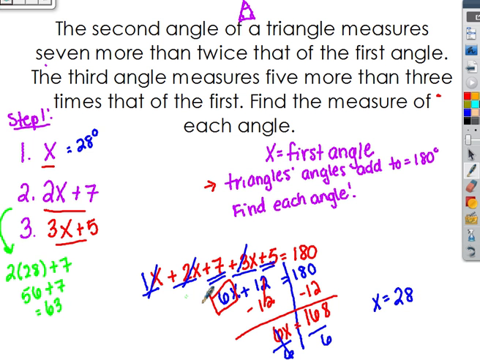So see, we're using solving equations, we're using order of operations. That's why it's really important for you to know what's going on and not to get too lost. Now the last one, the third angle, because I have to find all three. This one, it's 3 times the first angle plus 5. Well, again, the first angle was 28. So I'm going to take 3 times 28. That gives me 84 plus 5 is 89. So this one is 89 degrees. So you could write over here the measures of the angles are 28, 63, and 89.